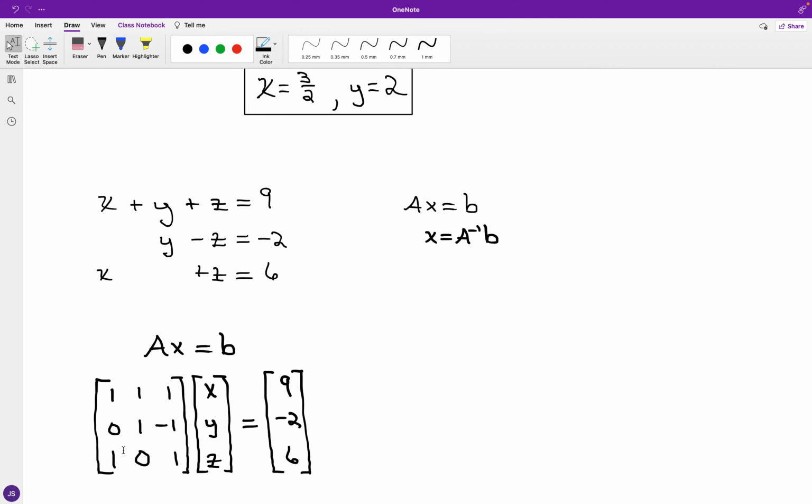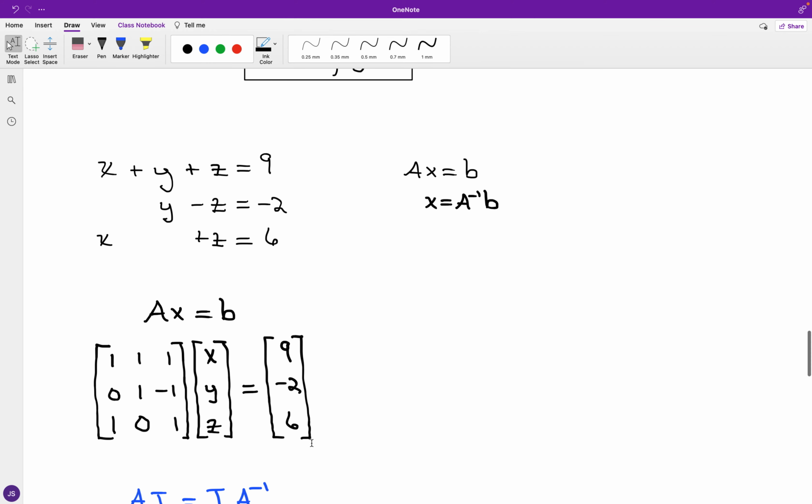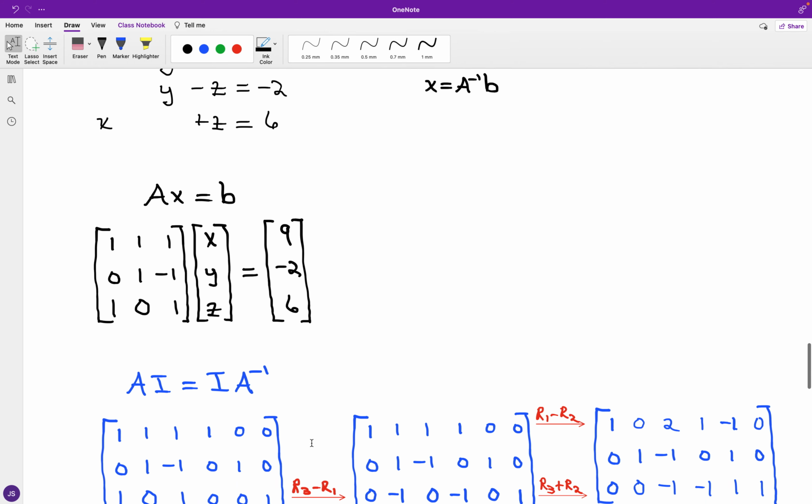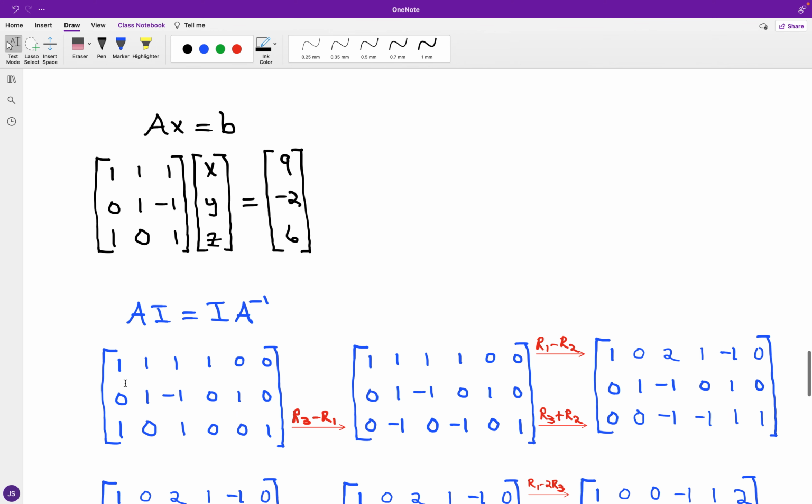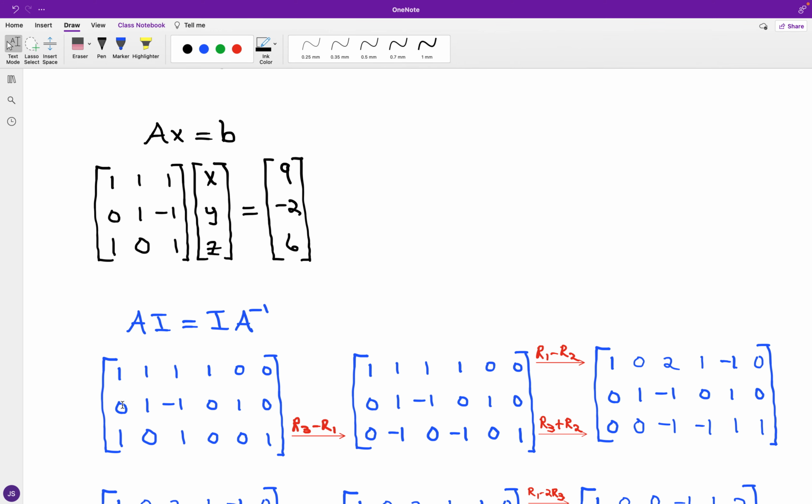So looking at setting things up and taking the inverse of matrix A. So again, going back to our algorithm, A times I is equal to I times the inverse of A. So we got the AI set up. So first column, I want to have 1, 0, and 0.